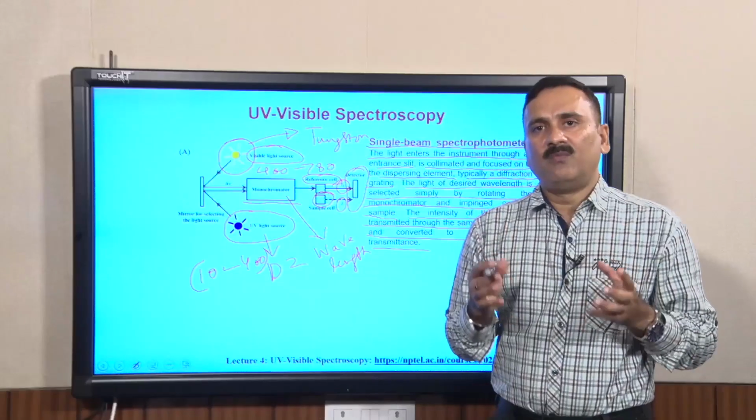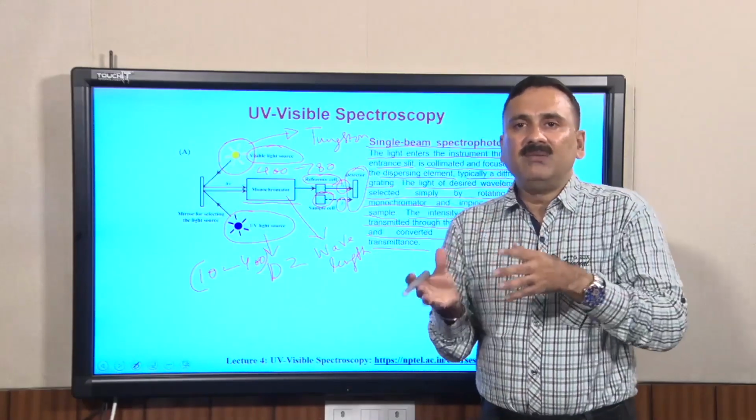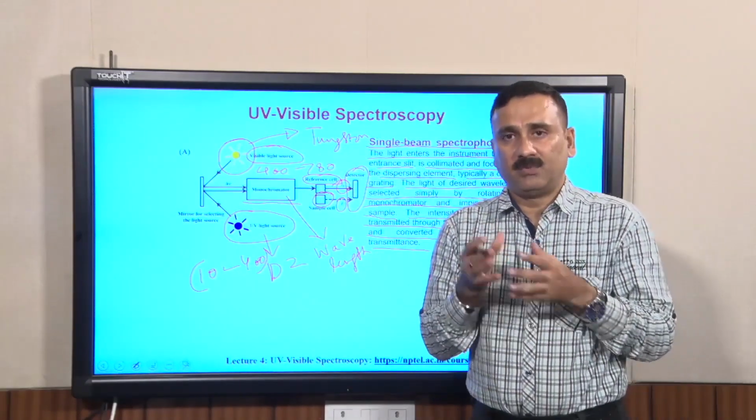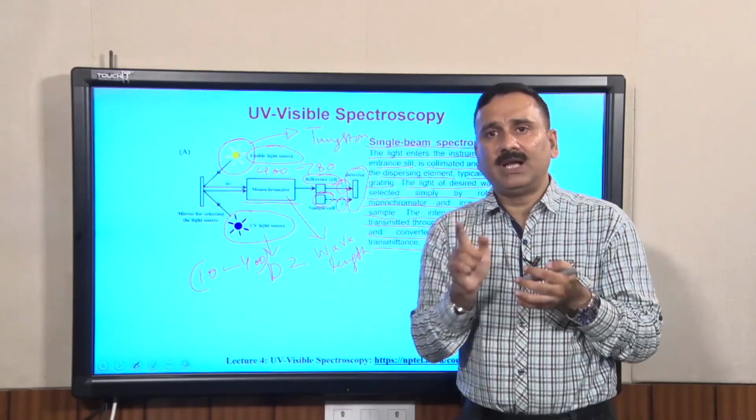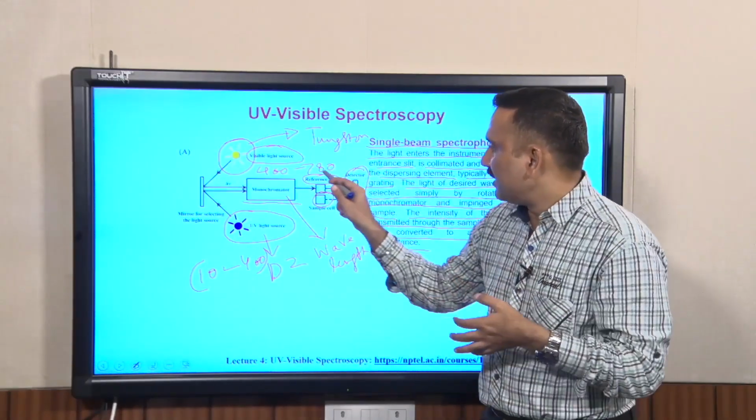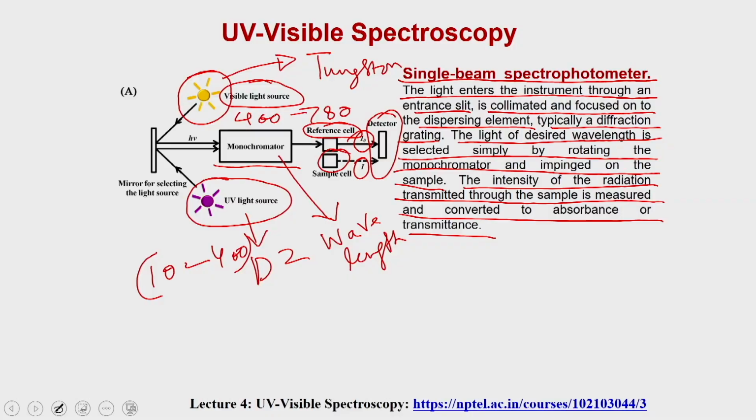But there is a problem with the single beam UV-visible spectrophotometer: because this is a single beam, it measures either the reference sample or your test sample. It does not measure both simultaneously. What is meant by the reference sample is, suppose you have taken a protein solution in water, so the water is going to be your reference sample, whereas the protein solution is going to be your test sample.